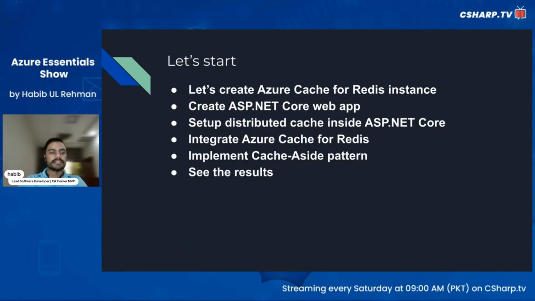So let's start this. First of all, we will create an Azure Cache for Redis instance. Then we will move to create an ASP.NET Core web app. We will set up distributed cache inside ASP.NET Core. Then we will integrate Azure Cache for Redis, and then we will implement the cache-aside pattern, and we will see the result of how it works. So let me share my screen.